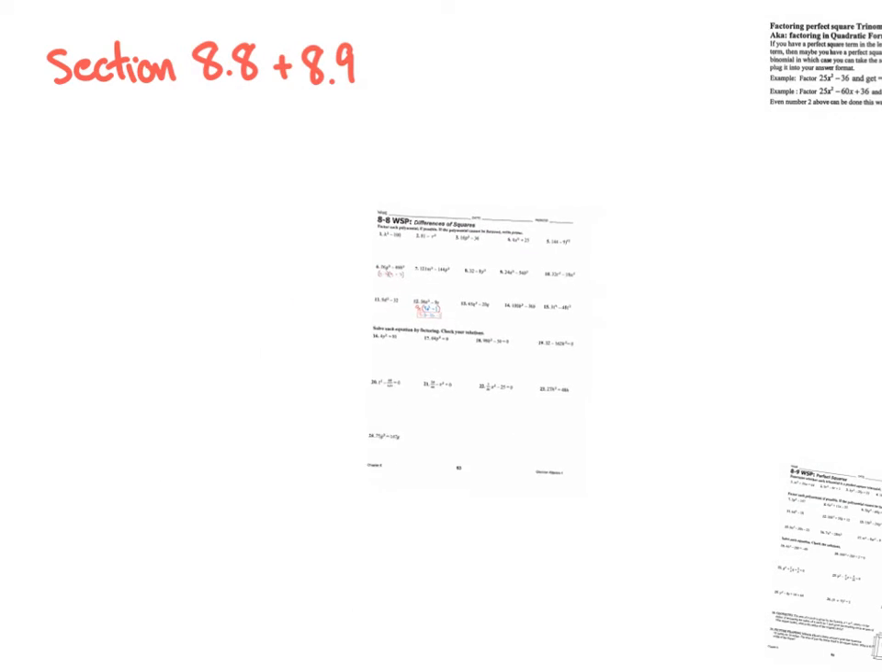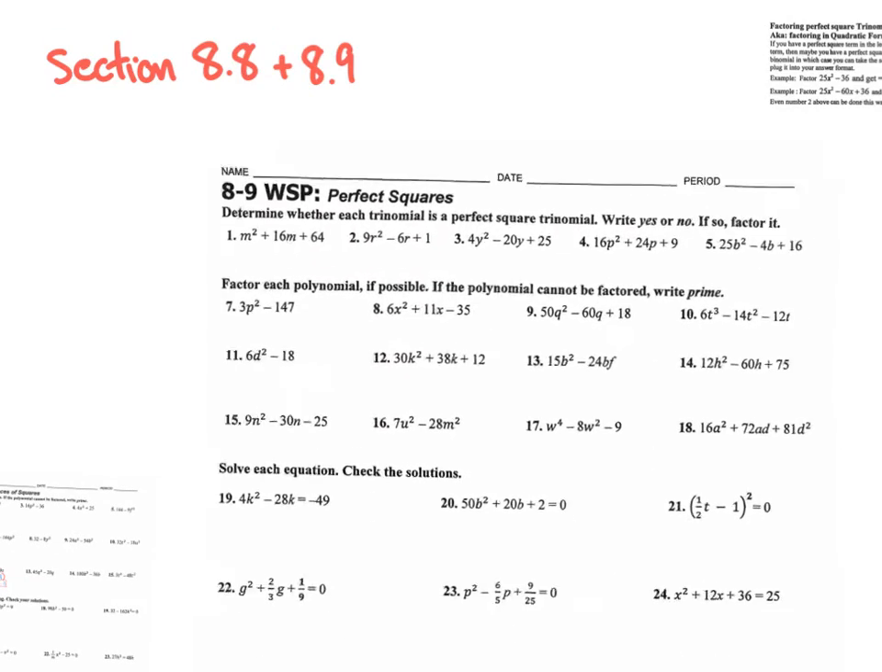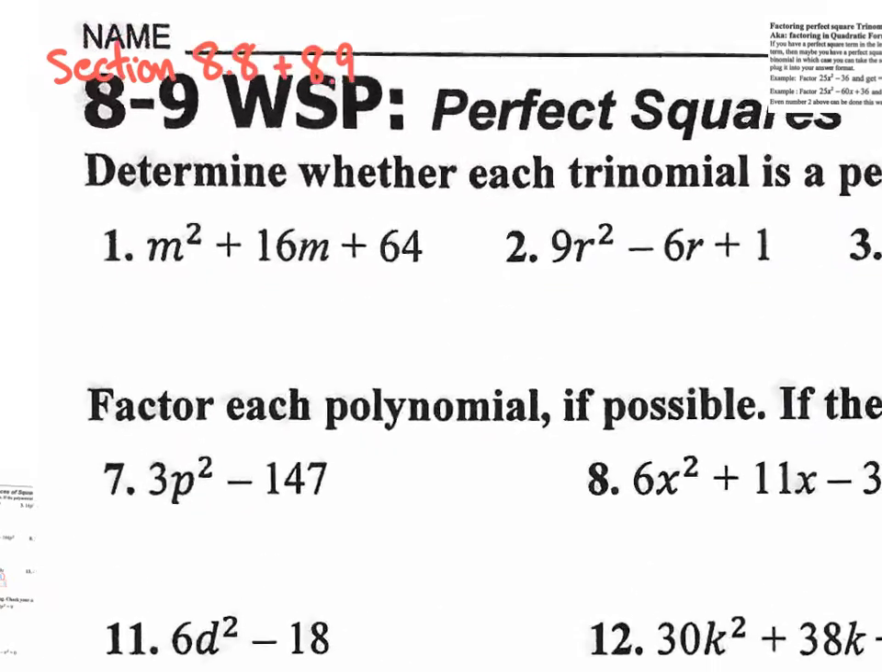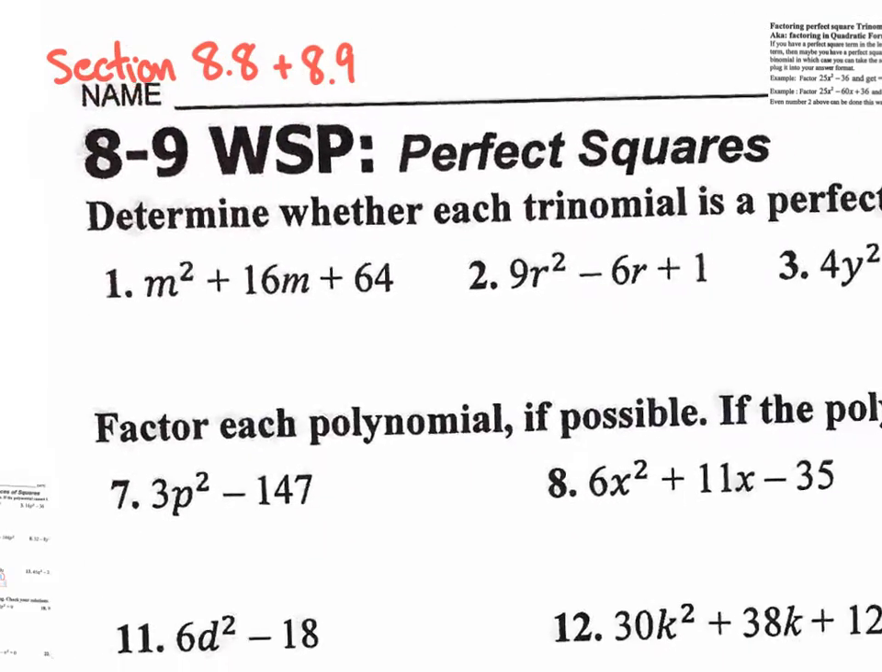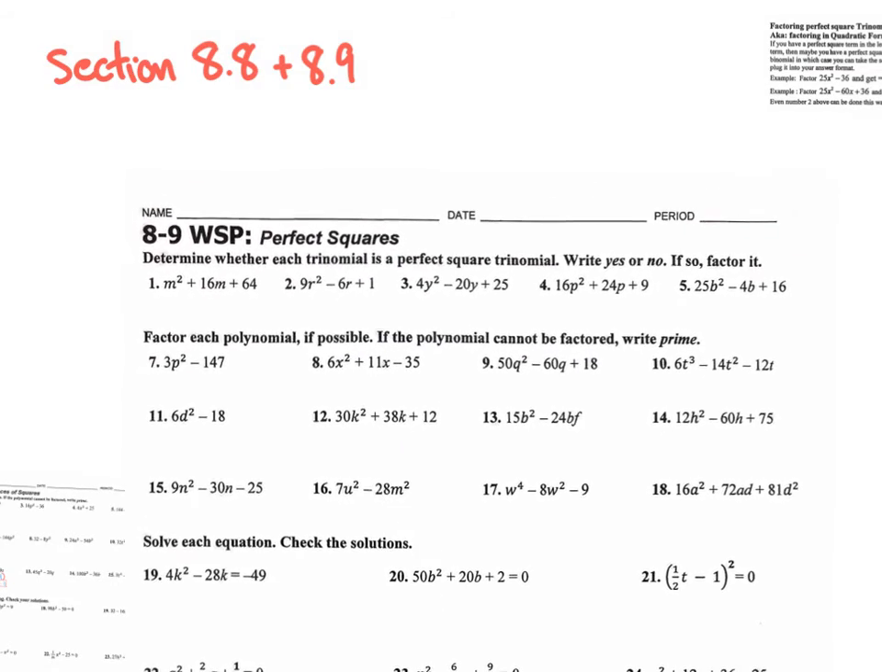Now, yesterday, we did worksheet 8. Or today, we're actually doing worksheet 8.9. Actually, we got 8.8 yesterday. Today, we're doing 8.9. Now, the difference between 8.8 and 8.9 is 8.8 was dealing with perfect square binomials, and 8.9 is dealing with perfect square trinomials. So, on number 1, we need to determine if this trinomial is a perfect square trinomial. And if it is, we have to factor it.